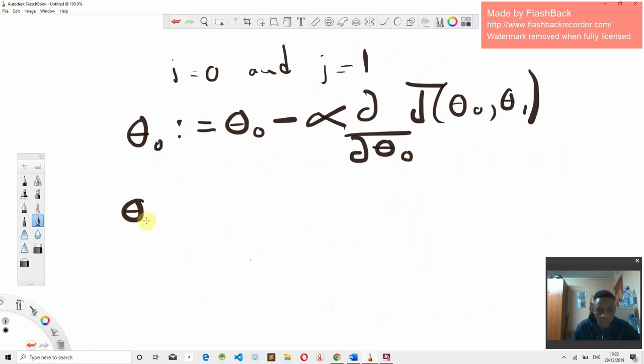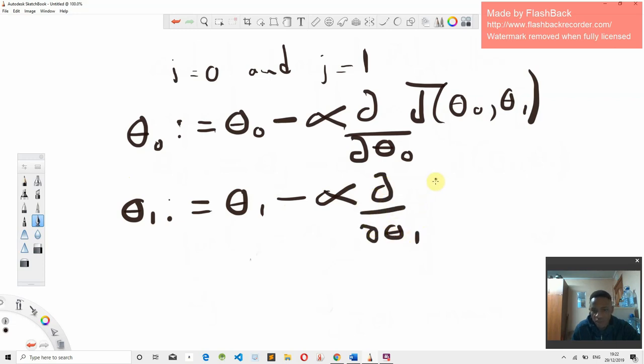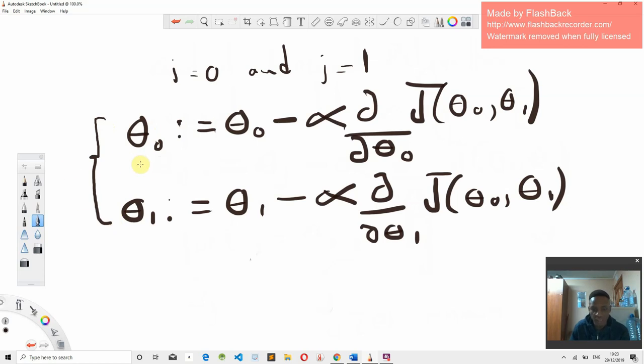And then we do the same here. So we say theta 1 is equal to theta 1 minus alpha d over d theta 1 times J of theta 0 and then theta 1. So that's what we do. We first apply gradient descent to the parameter theta 0 and then theta 1. We apply gradient descent to both theta 0 and theta 1. And then after we apply gradient descent to theta 0 and theta 1, we update these values simultaneously.